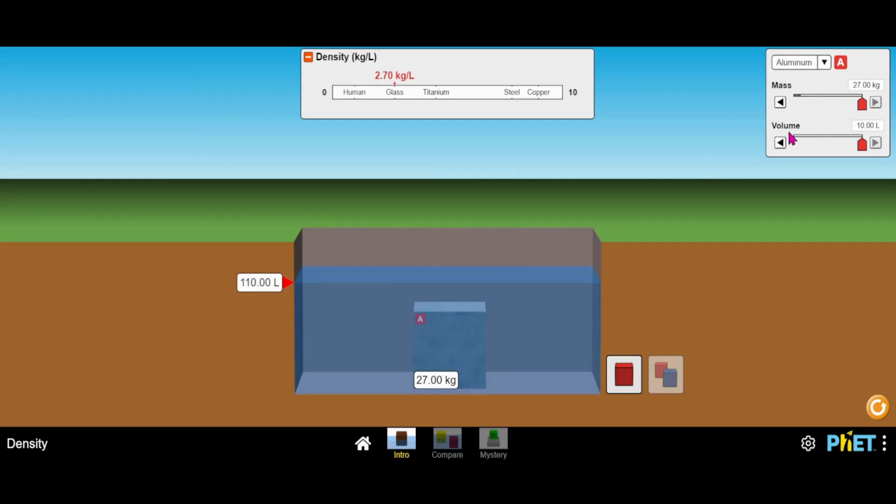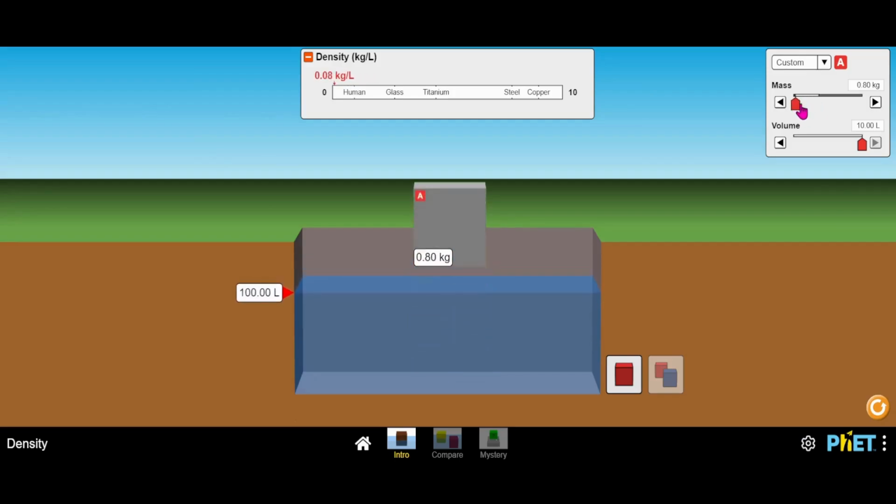Similarly, it keeps sinking with the aluminum, and then, oh, this is interesting. We can change the mass, right? Now this is the custom option, and this is important. We can change the density. See, water has a density of 1 kg per liter, right? So if I keep it exactly at 1 kg per liter, it is exactly equal to water. You can see that it's not completely sinking or completely floating, right?